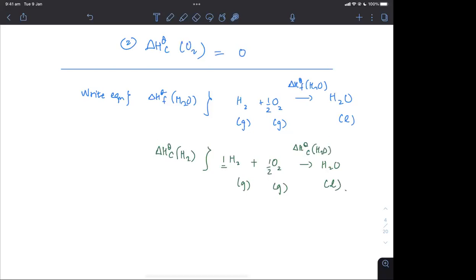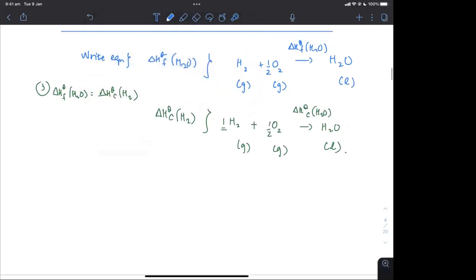The 2 equations are the same, and therefore your identity, this is point number 3 that I want to make: the formation of H2O is equal to the combustion of H2. Why? You write the equation for one, you write the equation for the other one. They are exactly the same equation, exactly the same multiple, and therefore this must be equal to that. Okay, these are popular things that you need to keep your eye out for.